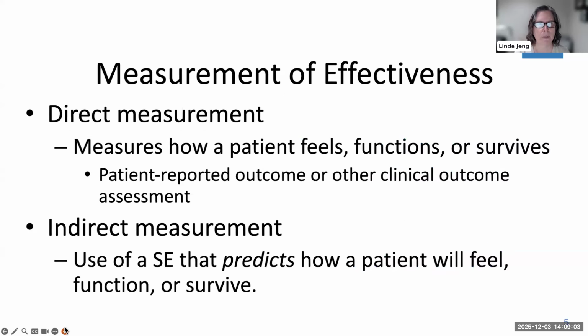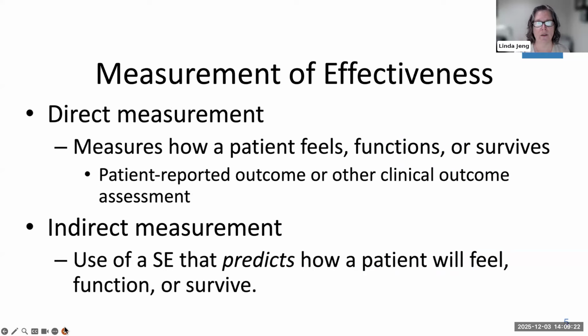Next slide. When you look at measuring effectiveness, there's two ways. You can directly measure it, where you're really assessing how a patient feels, functions, or survives. That can be done through various patient-reported outcomes or other clinical outcome assessments.